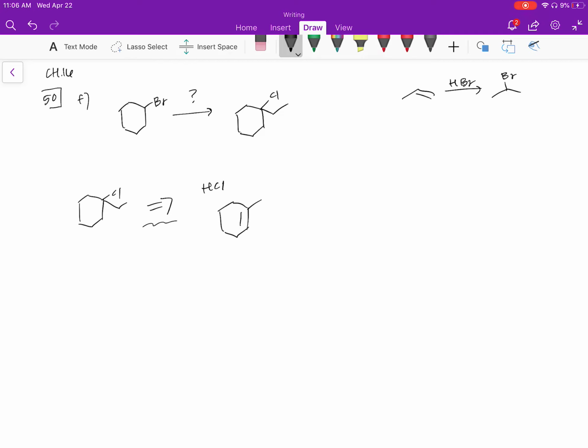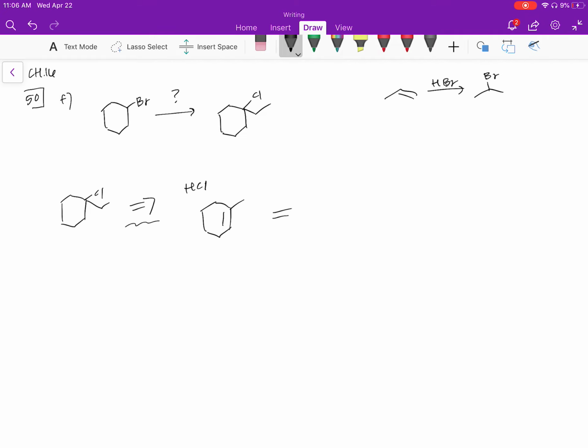And then, okay, now we've got this double bond here. How are we going to add more carbons to this? Now I've already looked at the solution, so it's harder to talk through how I would retrosynthesize this because I've already sort of looked at it. So basically, the book just moves this double bond here.